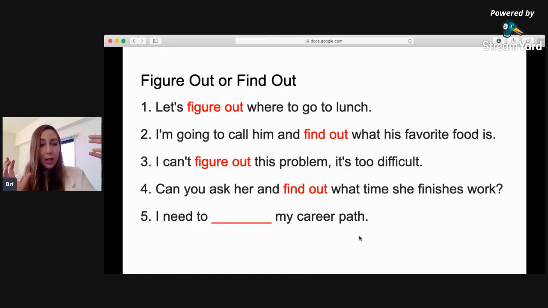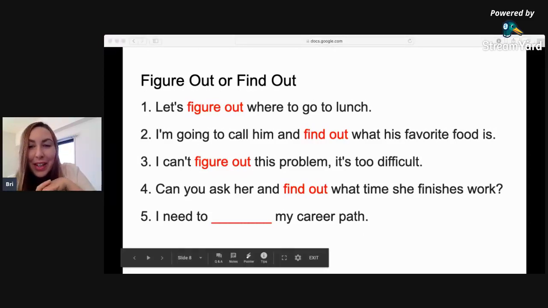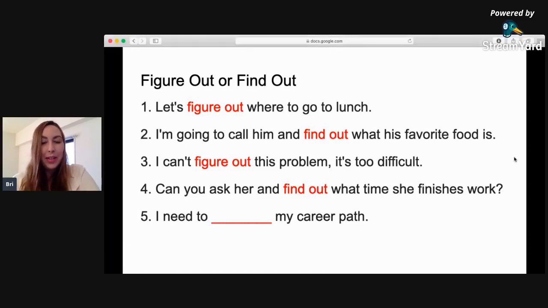So career path, that means like what you want to do in the future. So you're talking about making a decision. Maybe your career path is what you're going to do for the rest of your life, right? What kind of job, career you want. So you need to do a lot of thinking. All right. Which one do you think it is? Oh, figure out. I see some find out, some figure out. Okay.